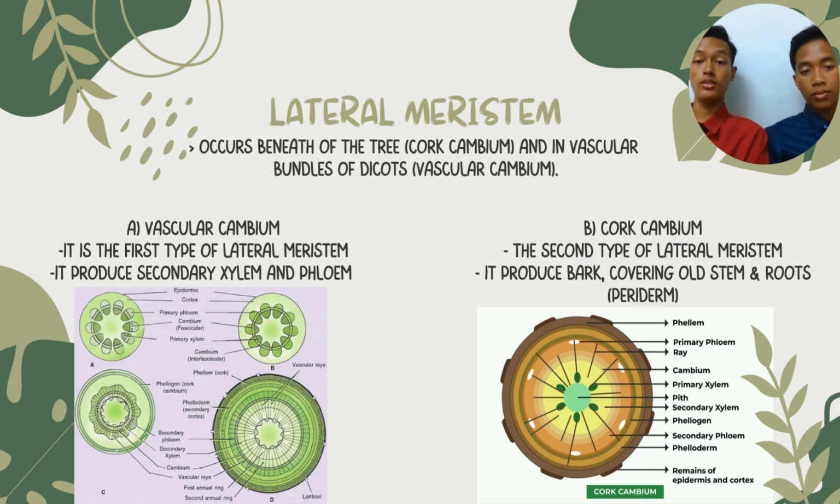And for the last is lateral meristem, which occurs beneath the bark, cork cambium, and in vascular bundles of dicot, vascular cambium. Vascular cambium is the first type of lateral meristem. It produces secondary xylem and phloem. Cork cambium, the second type of lateral meristem, produces bark covering all stem and roots, periderm.